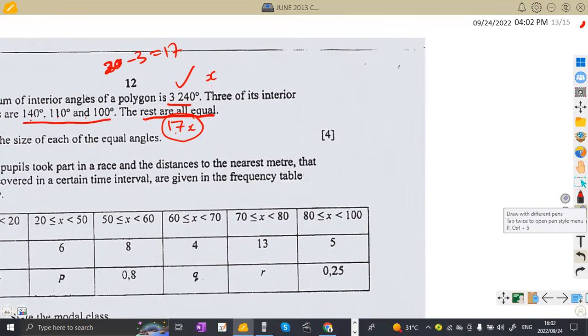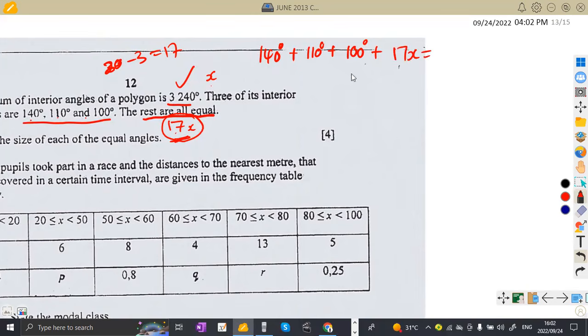So let us add these angles. 140, okay, I forgot to put this. So it's going to be 140 degrees plus 110 degrees plus 100 degrees plus those angles which are the same, which is 17x. We must obtain a total of 3,240 degrees. By doing this, guys, it's going to help us now to find the value of x, because x is that angle, those angles which are equal.